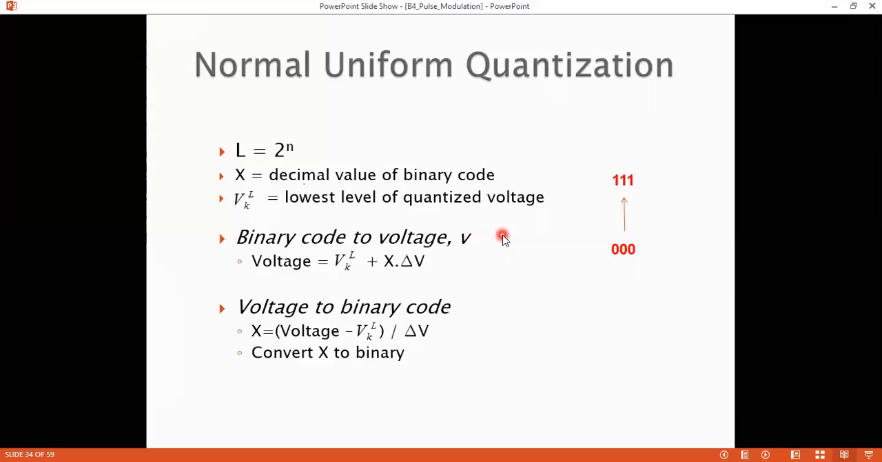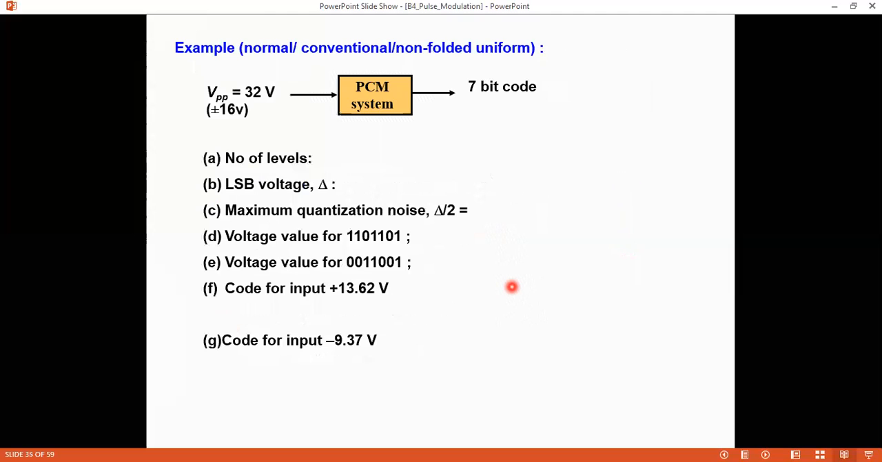So this is especially useful if we have a high number of bits. It's very troublesome, and we tend to make careless mistakes, if we need to sketch all the quantized voltage levels and values when we have a high n. Okay, let's look at this one example.